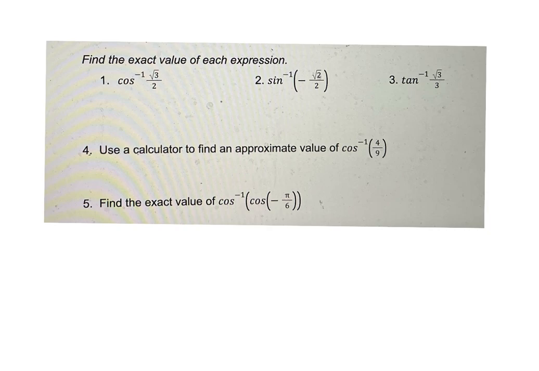All right, guys, another review. Let's go, test 14 review. Knock it out. First three actually are inverses. It's asking you where is cosine square root of 3 over 2. These are just values you need to know.